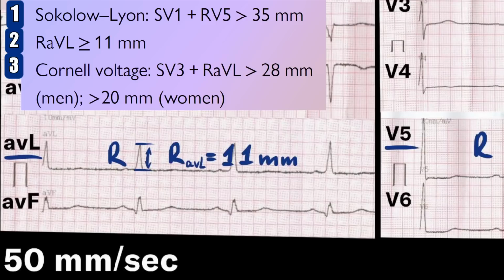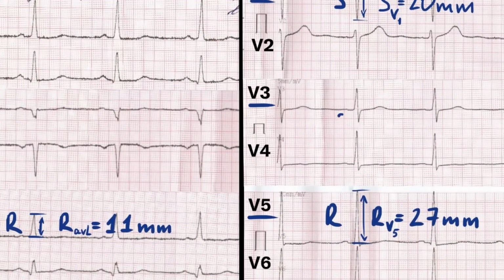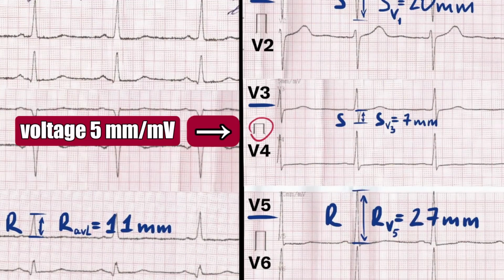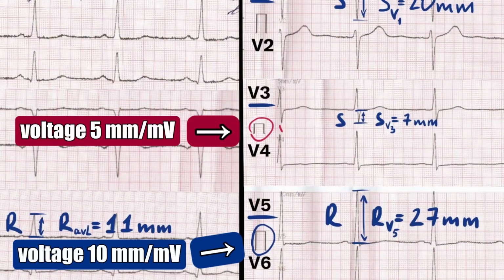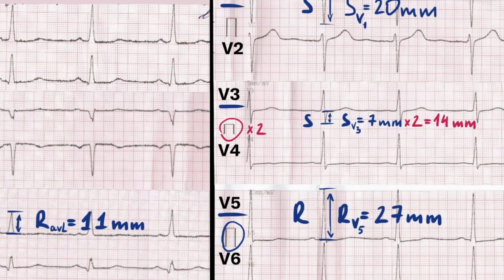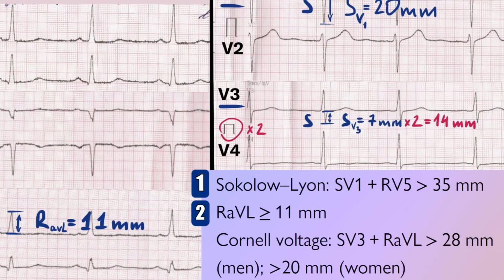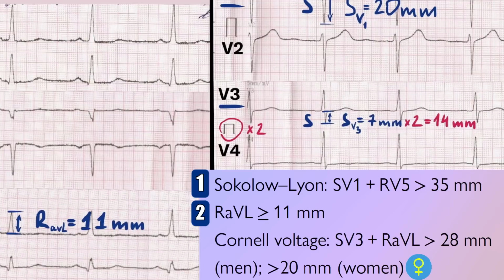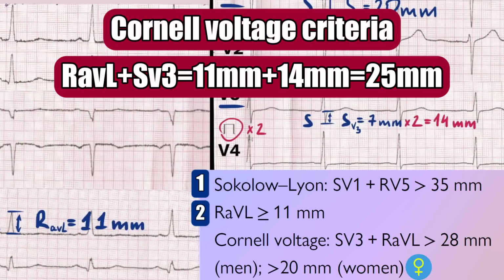The last criterion is Cornell voltage, which is the sum of amplitudes of S-wave in V3 and R-wave in aVL. Let's check the S-wave in V3. The amplitude is 7 mm, but here we see decreasing of the voltage by half, so amplitude in V3 should be doubled. As a result, S-wave amplitude in V3 is 14 mm. Our patient is female, so the cutoff point for the Cornell voltage is 20 mm. In our case, Cornell voltage is 25 mm, so the third and the last ECG criterion of left ventricular hypertrophy is present.